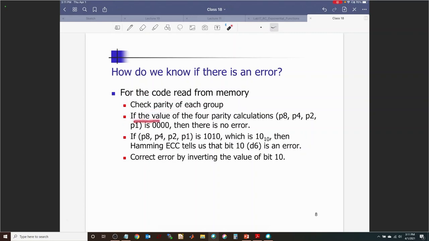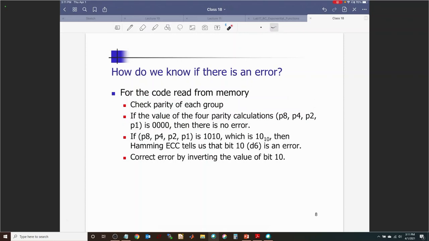If the value of the 4 parity calculations, which is P8, P4, P2, and P1, is 0, 0, 0, 0, that essentially tells you that no error has occurred. P1 even, P2 even, P4 even, P8 even. So when you read the code word and recalculate your P1, P2, P4, P8 bits and all of them are 0, that means that no error has occurred.